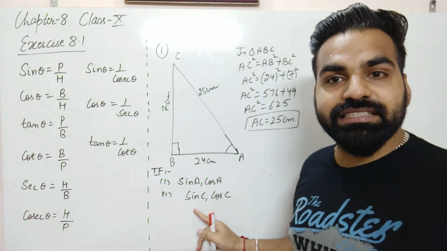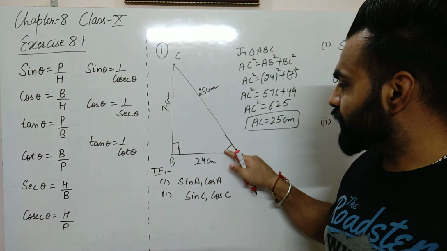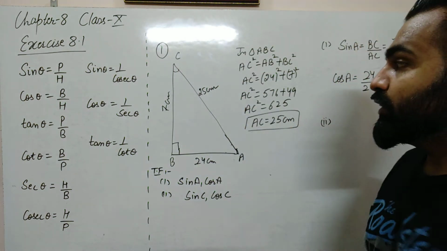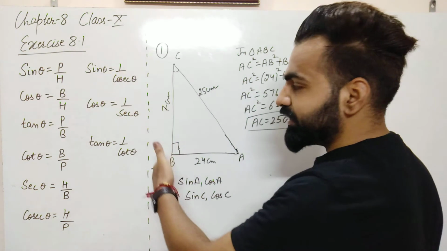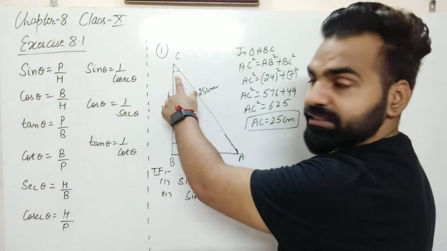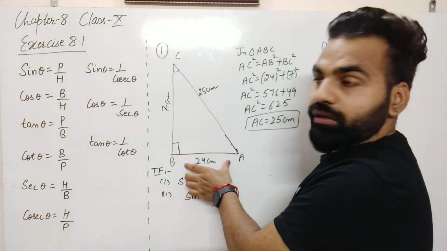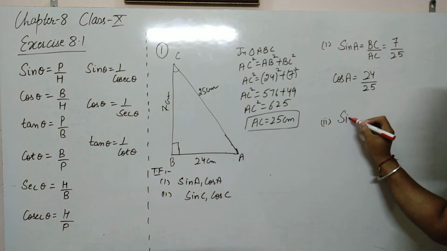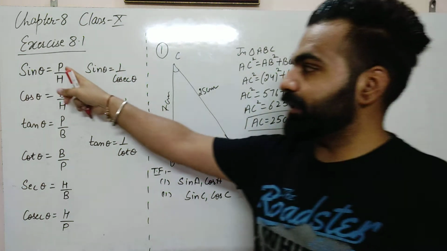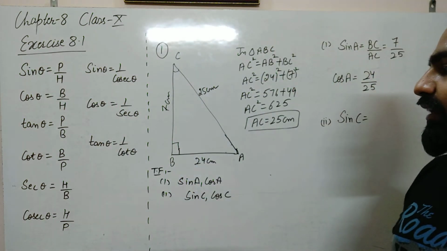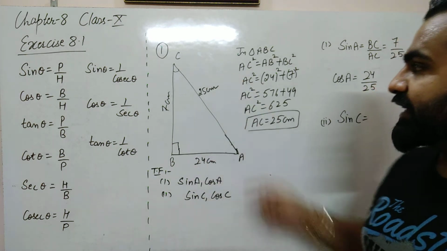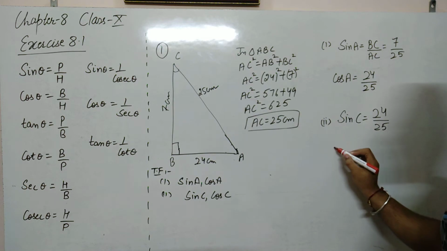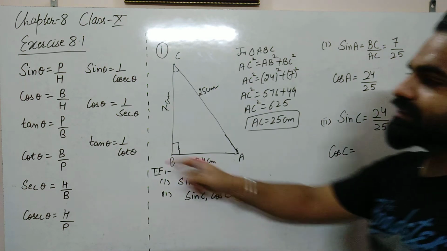Now we have to find sin of angle C. Now we are talking about this angle, C. So this will be our base, the side included between the right angle and the angle C. This will be the perpendicular here, and the hypotenuse is fixed. So sin C, sin is P by H. What is P here? P is 24, and what is H? 25. So sin C is 24 by 25, and cos C, cos is B by H.